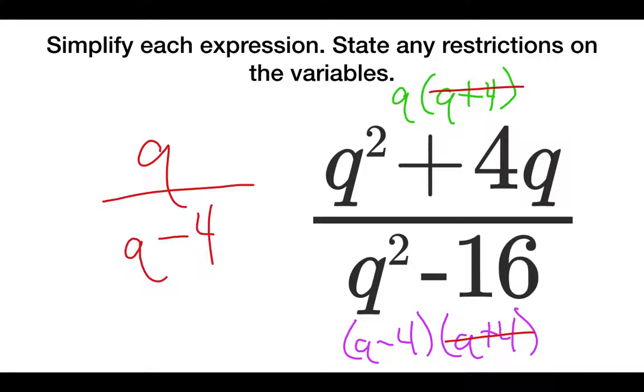Okay, we didn't state the restrictions. Luckily, whenever we factored down here on the bottom, we got them. So, let's see. Q cannot equal negative 4, or positive 4. Q minus 4. Why do I keep saying x? The world may never know.